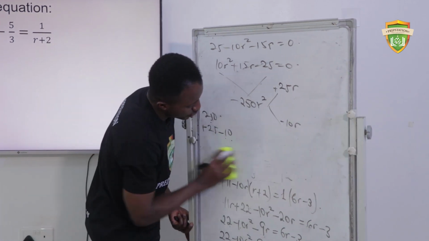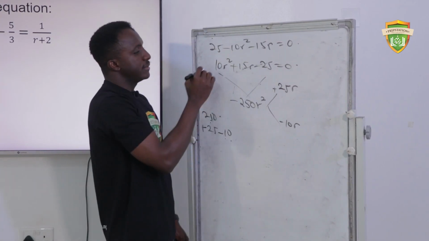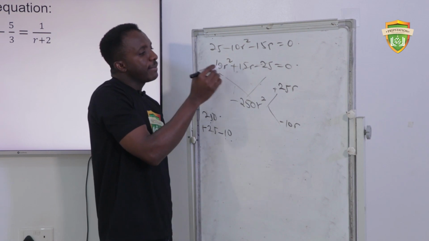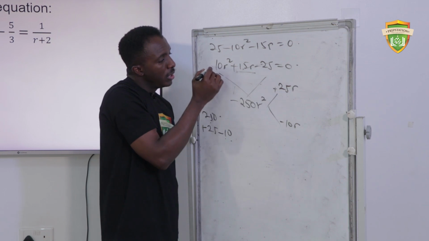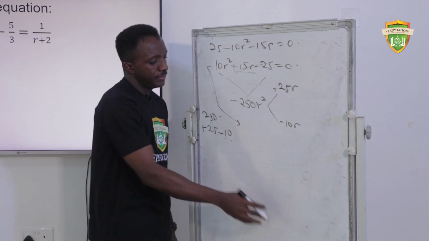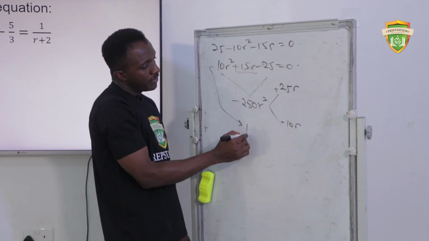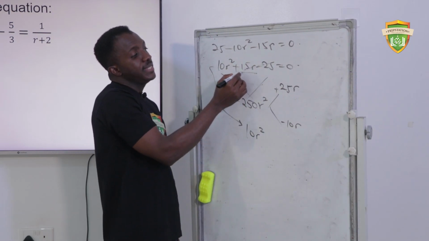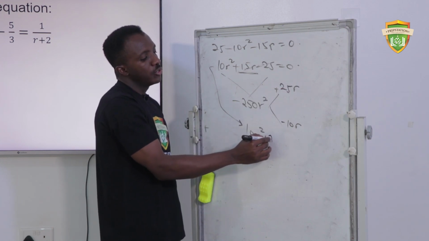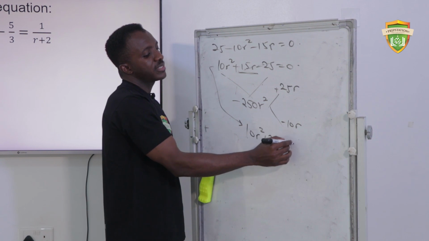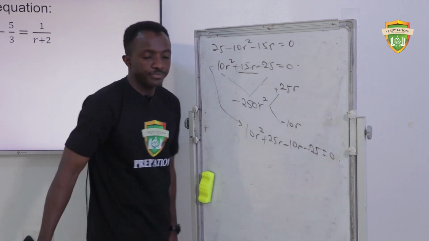Now, I need to teach you something, but when I go to algebra proper, you'll understand. Now, what's the next thing to do? I'm going to replace this middle number with these two. So I'll bring this down here. All I have here is 10r squared. Now, instead of 15r, I'm going to put these two numbers. So I have plus 25r minus 10r, and then I have minus 25 equals 0.